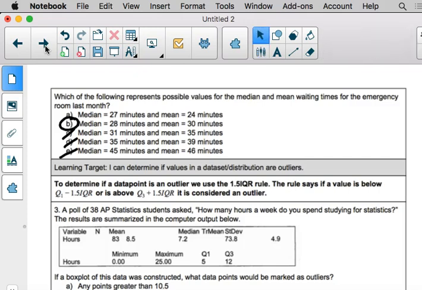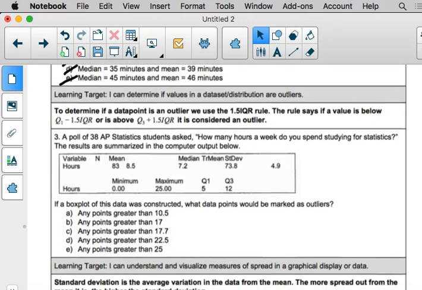All right. Now let's talk about another key thing from chapter 1, which was a discussion of outliers. To determine if a data point is an outlier, we use the 1.5 times the IQR rule. The rule says if the value is below or above the fences, it is considered an outlier. A poll of 38 AP statistics students asks, how many hours a week do you spend studying for statistics? The results are summarized in the computer output below. If a box plot were constructed, which data points would be marked as outliers?